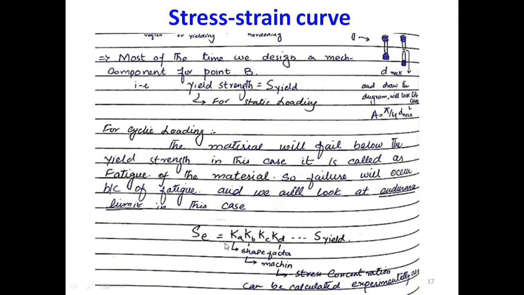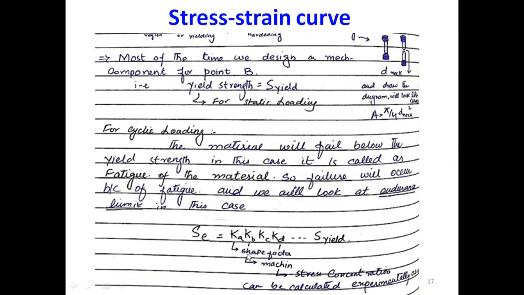Endurance limit is equal to these factors Ka, Kb, Kc, Kd, etc., multiplied by the yield strength. Again, we need the yield strength. So for the material, you have to perform the testing in the universal testing machine, find out the yield strength, and then multiply the yield strength with all these factors. In most cases, these factors would be less than 1. So when you multiply them with the yield strength, the value of the endurance limit would always be less than the yield strength.